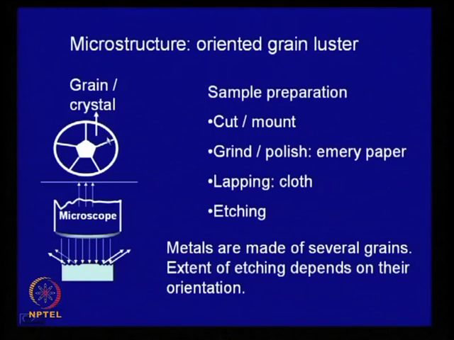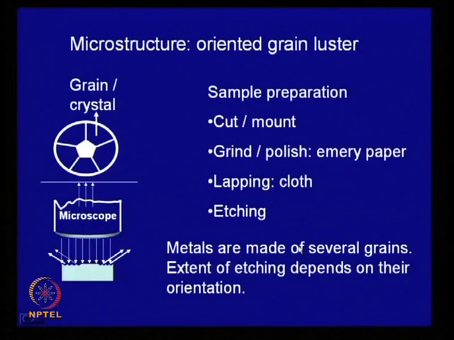So, what you get is a reflection contrast, and what you find is that this metal, even if it is a pure metal, appears to be made up of several crystals. Like this is one crystal, maybe this is another, this is another. So, they are made up of several crystals, which we normally call grains in metallography.